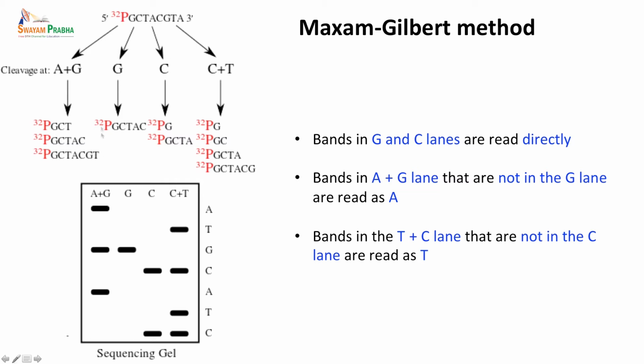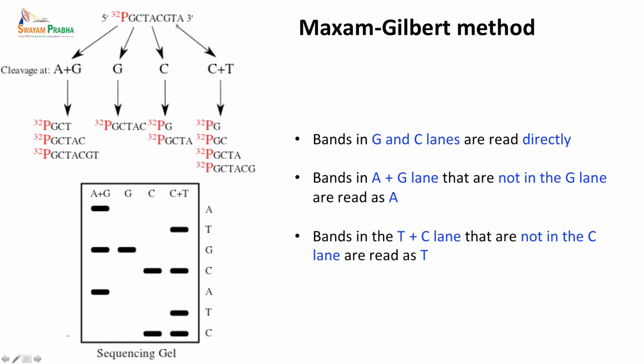Similarly, the chemical reaction which cleaves only after G will produce only this fragment, because in this entire sequence there's only one G here, and therefore the cleavage will be between this G and T, and you will generate this fragment. Okay. Then another reaction is after C cleavage. So again you will get 2 fragments. One cleavage is after this C here, another cleavage is after this C. So you get these 2 products.